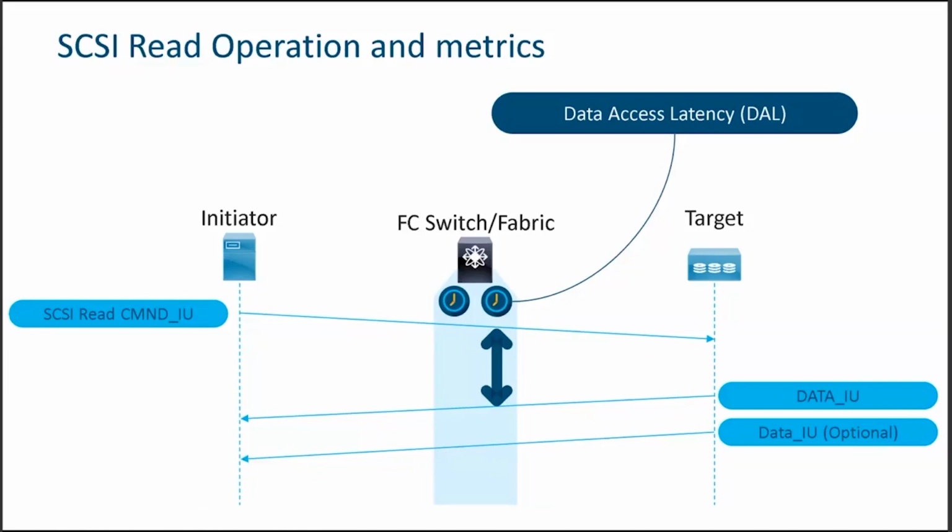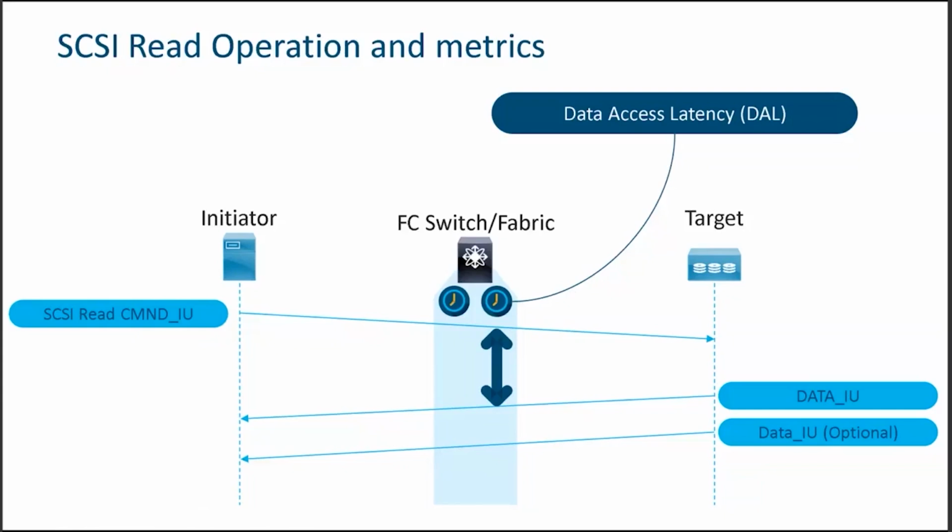When the first response is sent by the target, we tap into that response also, and that is what we call data access latency. In the industry, you have probably heard other terms. Command to first IO is the other term, because essentially it's the difference between the command frame and the first IO, or the response coming back from the target. But in Cisco terminology, we call it data access latency, which is essentially the time taken by a storage array to send back the first response.